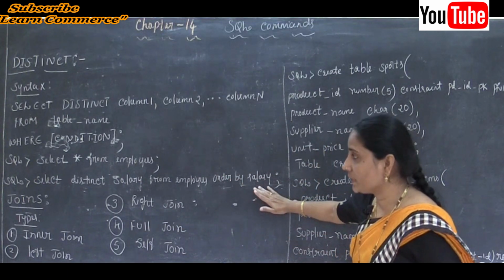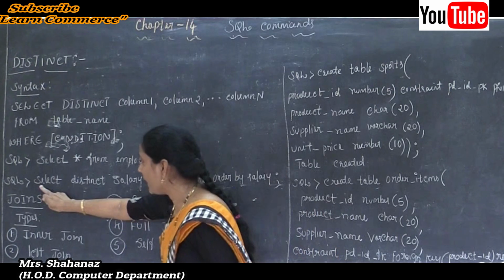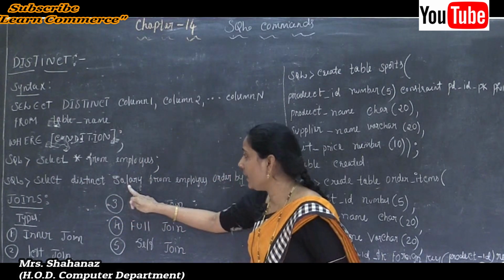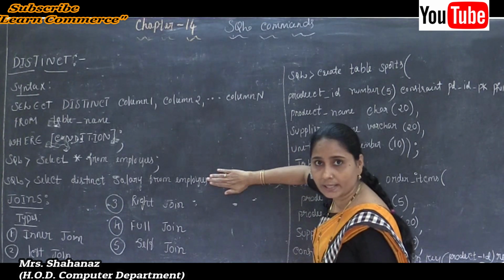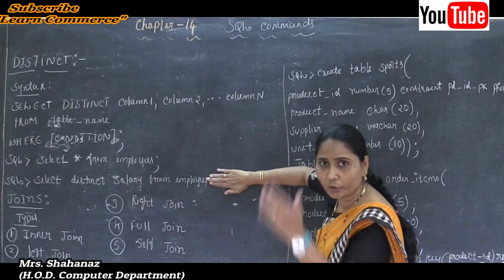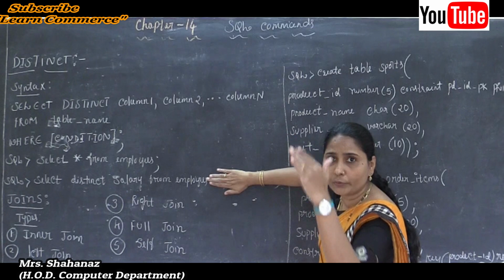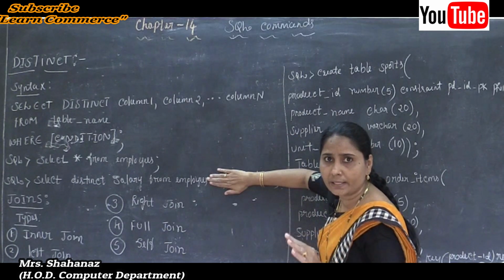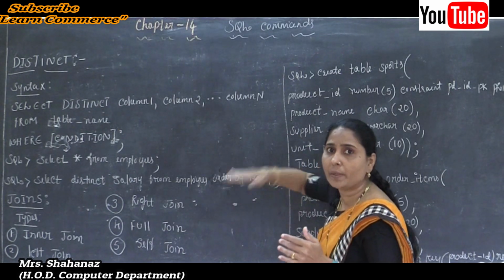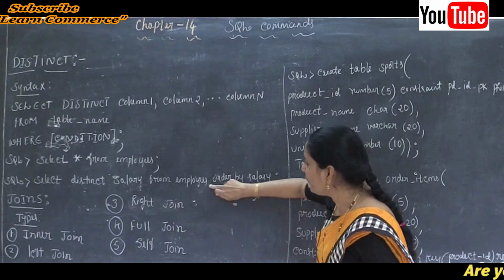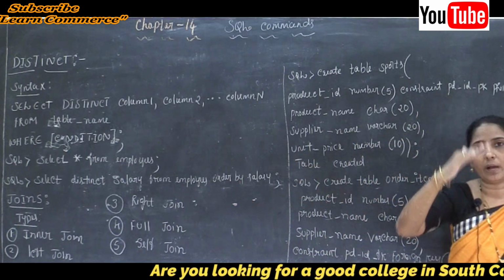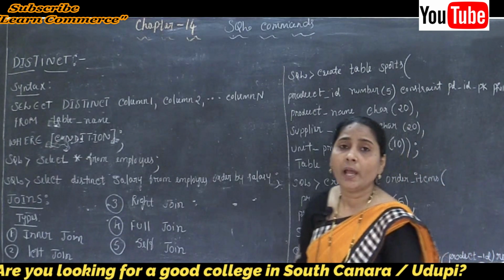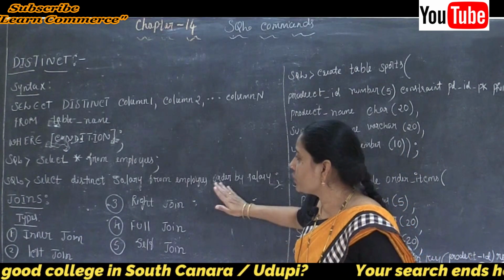So we are using the syntax SELECT DISTINCT salary FROM employees. The ORDER BY is optional. Clear this point? If you are not using it, it is not going to show in order 1 2 3 4; the salaries may come up or down, anything. But if you are using ORDER BY salary, it is going to display one after another depending on the values.